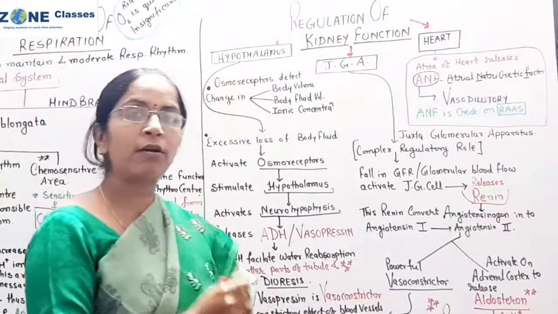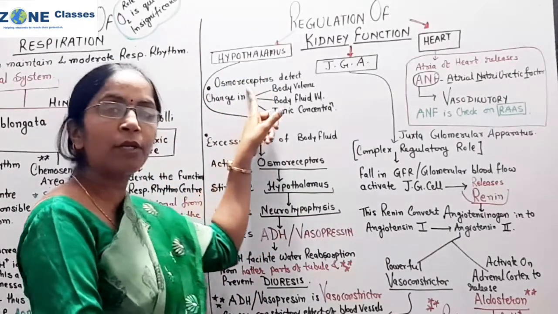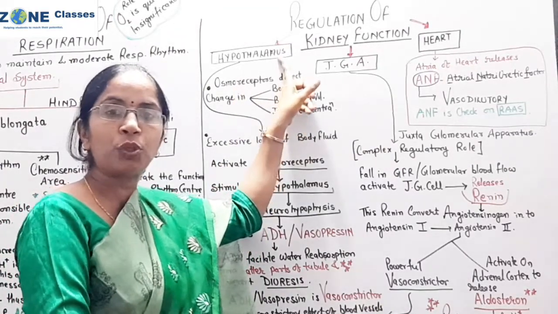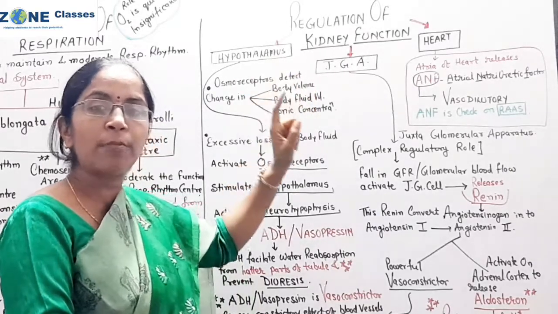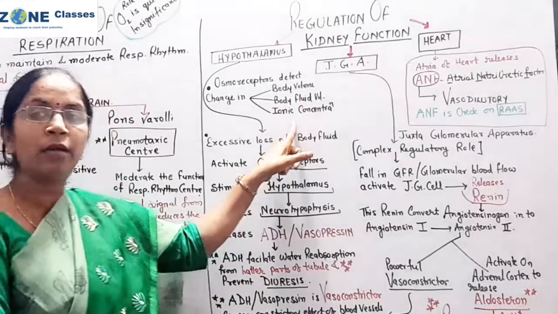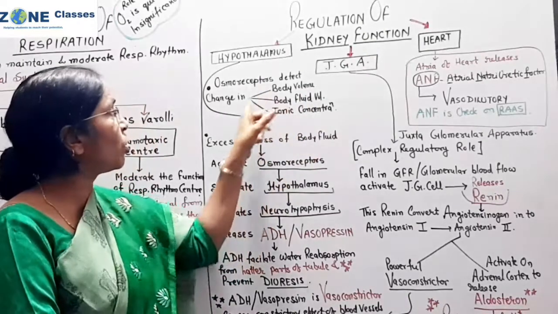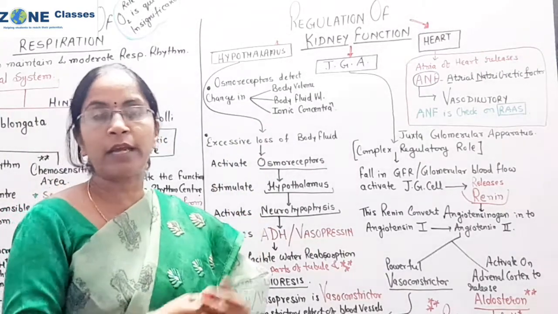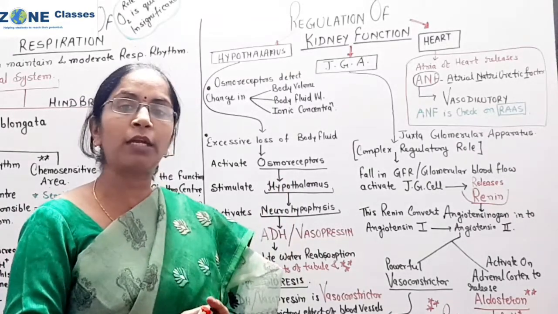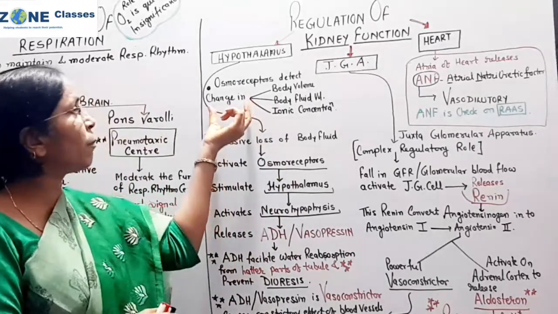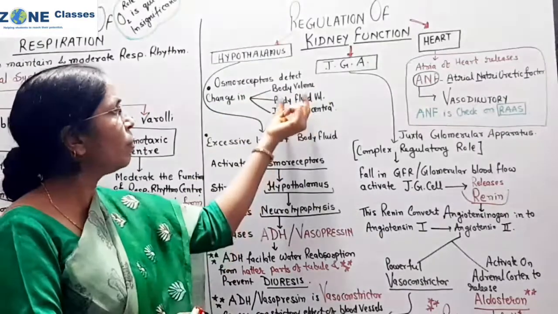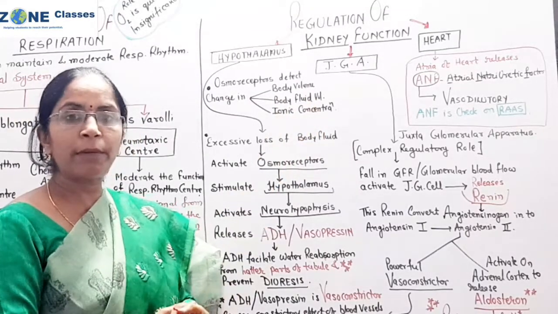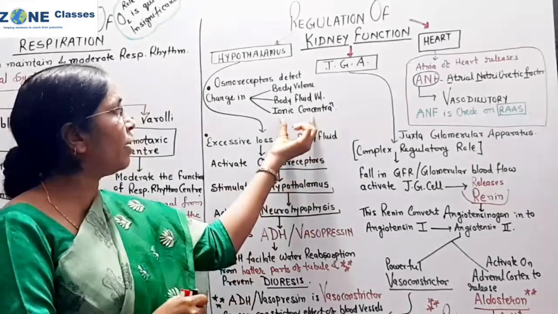Hypothalamus, you remember: osmoreceptors are present here, and these osmoreceptors are responsible for the activation of the hypothalamus. And what do these osmoreceptors detect? These three things you always remember. A question has generally come that osmoreceptors do not detect the change in what. If you remember what they detect, you can easily find out what is not to be detected by the osmoreceptor. So osmoreceptors detect the change in body fluid volume and ionic concentration. This part you remember, body fluid volume and ionic concentration.